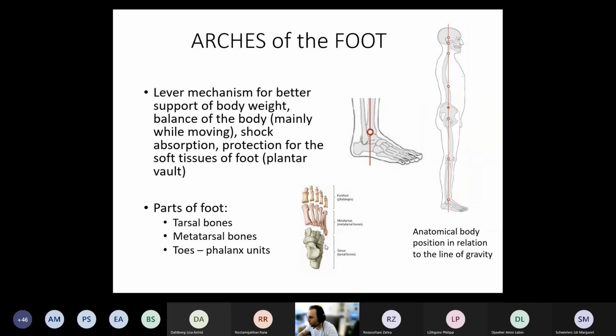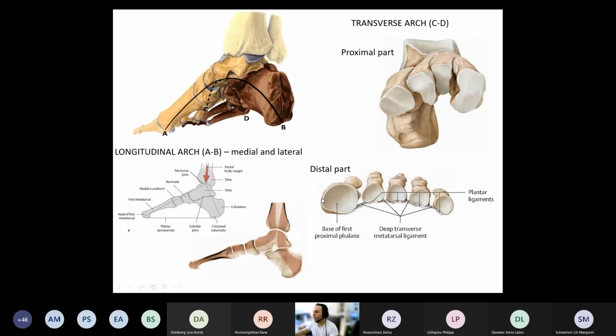Before we continue, we should really briefly go through what the main parts of the foot are. So you have the tarsus with the tarsal bones, then the metatarsus, and you also have the toes, the phalanges.